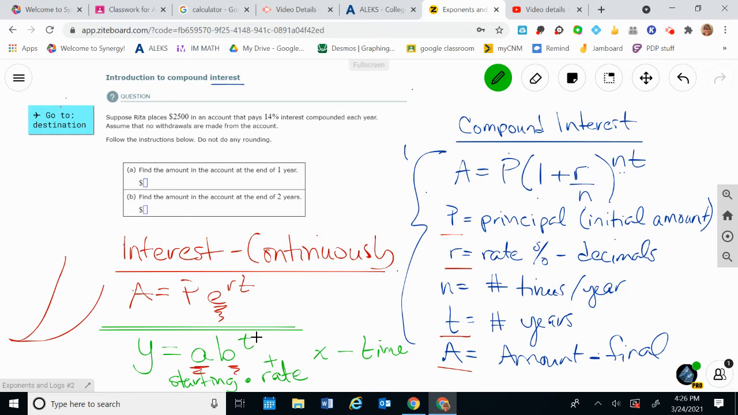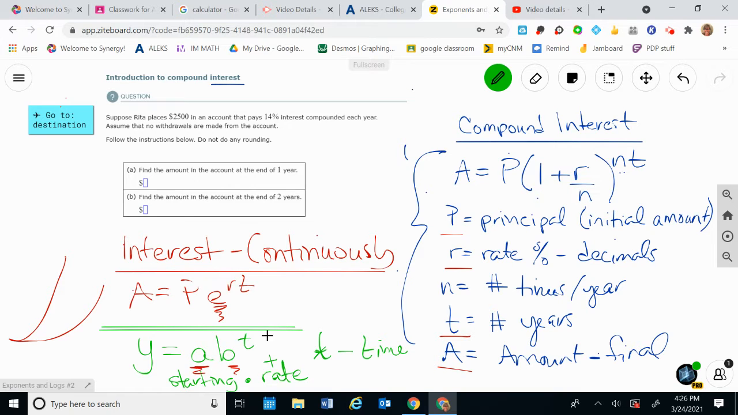T is going to be time, okay? And it could be various amounts of time. Sometimes it's time in years, sometimes it's in months. It just depends on what they ask you, okay? So T is time.